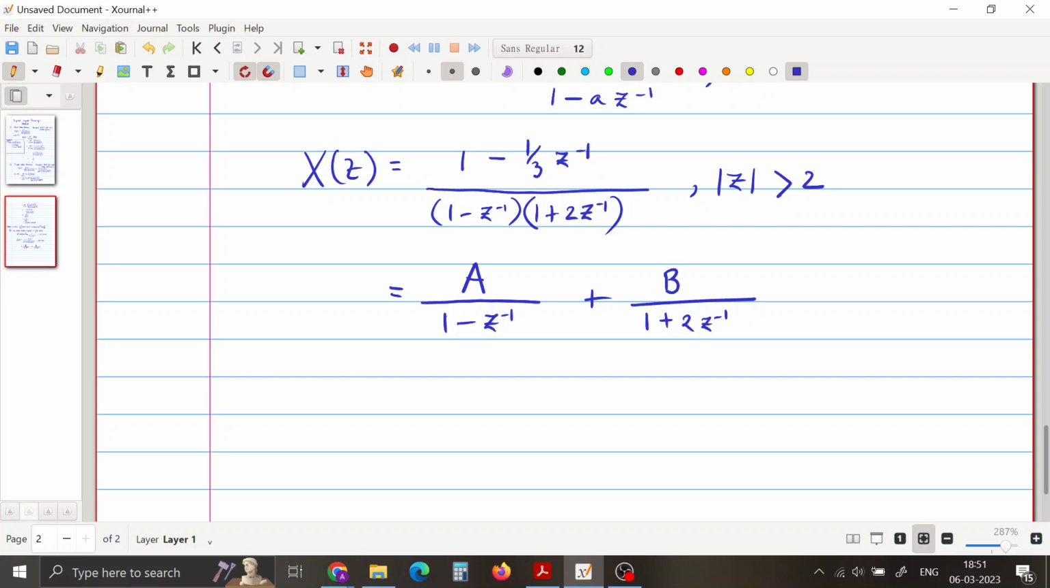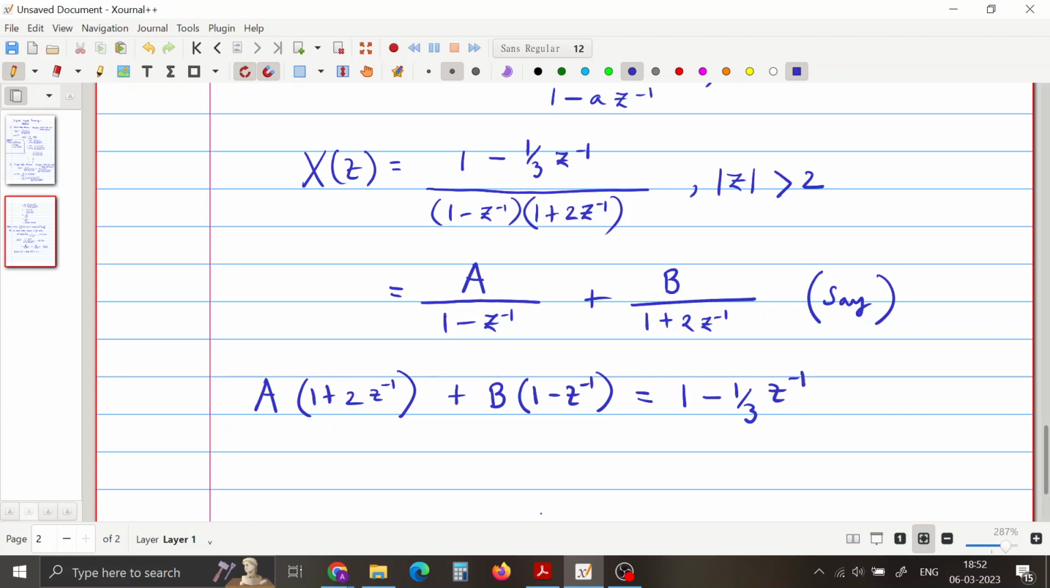So let's proceed further. If we take the LCM here and cross multiply in the numerator and equate it with the original expression of X of z, we are assuming it can be expressed in this form, and now we will find a and b such that this condition holds. So a times 1 plus 2 times z inverse plus b times 1 minus z inverse equals what is in the numerator of our original expression of X of z, which is 1 minus 1/3 z inverse. Let us label this equation 1.